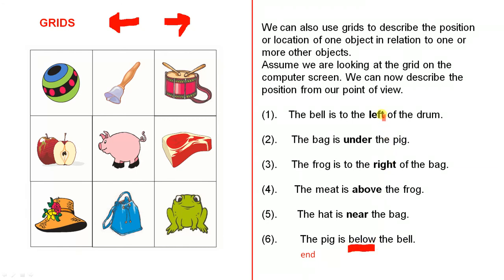So the 6 position words are left, under, right, above, near and below. So this video has given you a simple introduction to position and location, and we've looked at some of the important words we use.